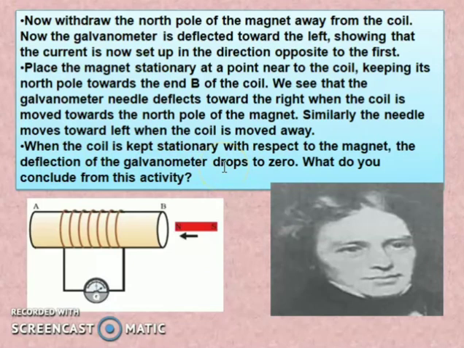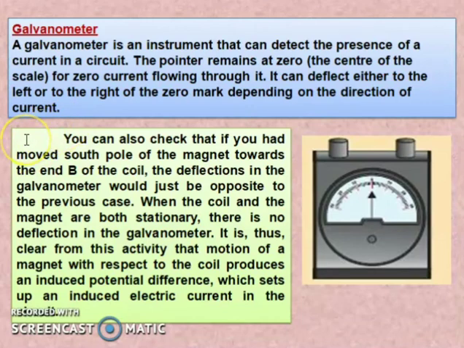So from this activity we can see that there is a force that you can find out. What is a galvanometer? A galvanometer is an instrument that can detect the presence of current in a circuit. The pointer remains at zero, at the center of the scale, for zero current flowing through it. It can deflect either to the left or to the right of the zero mark depending upon the direction of current. You can also check that if you move the south pole of the magnet towards the end of the coil, the deflection in the galvanometer would be opposite to the previous case.